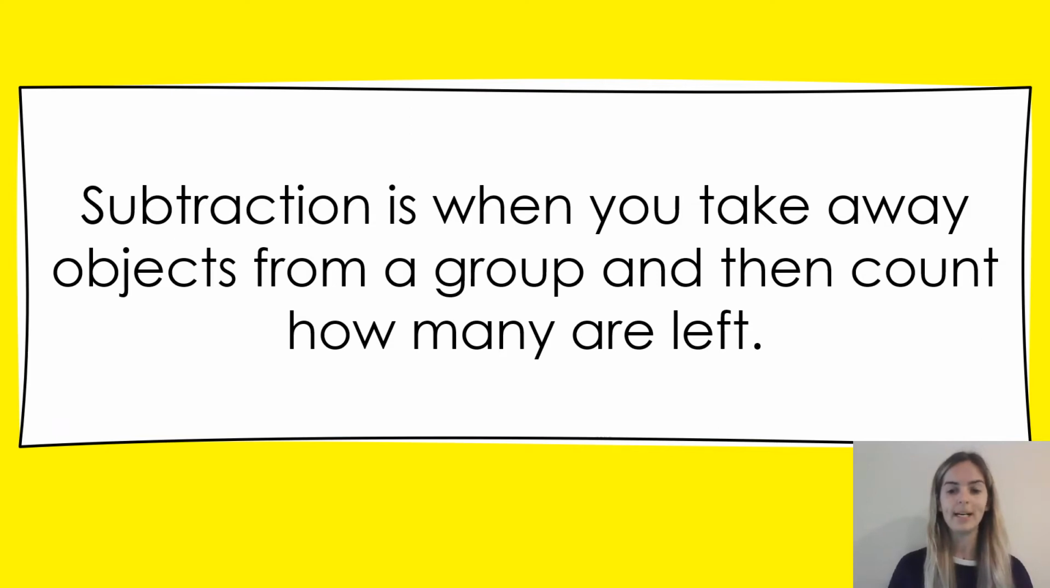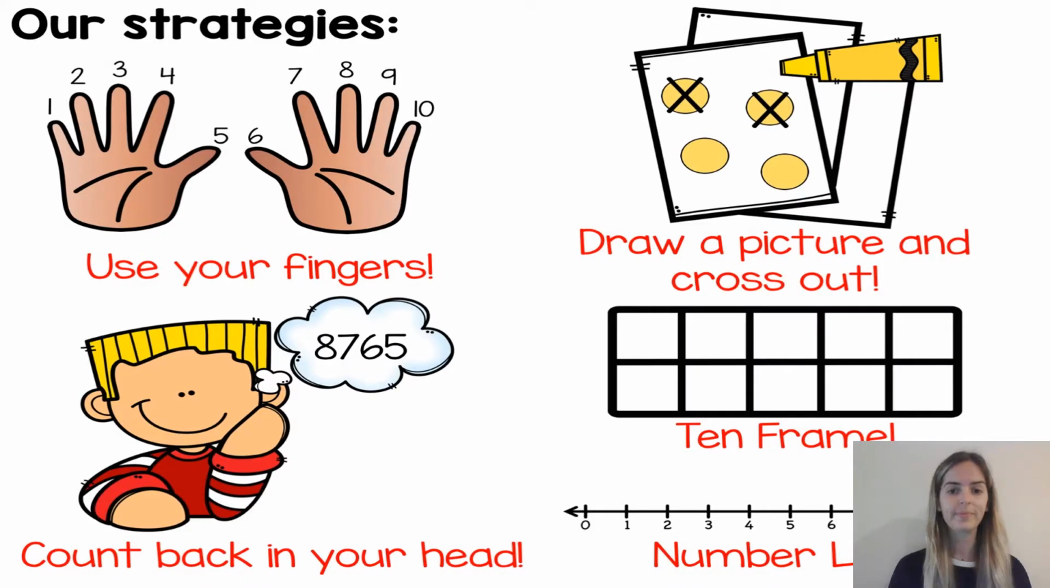So remember, subtraction is when you take away objects from a group and then you count how many are left. And again, here are some strategies that we could use, and that is our fingers. We could draw pictures and cross them out. We could count back in our heads. We could use a tens frame, and we can use a number line. And today we are focusing on drawing pictures and then crossing them out.